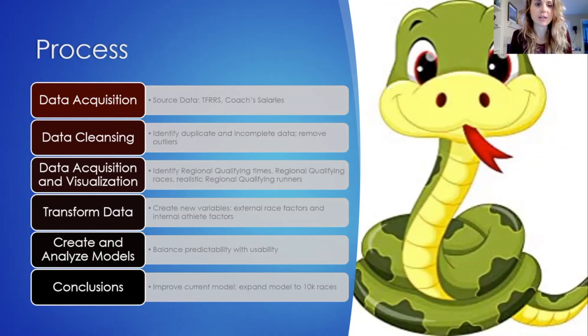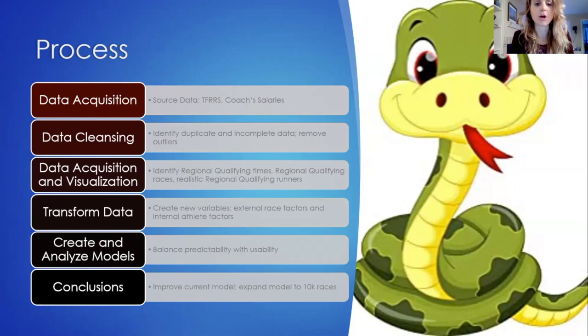After I visualized the data, I then transformed it. I took the raw data and saw if I spun it a different way or created new variables, would these new variables provide insight in my predictive model? Using the raw and the transformed data, I then created and analyzed models.